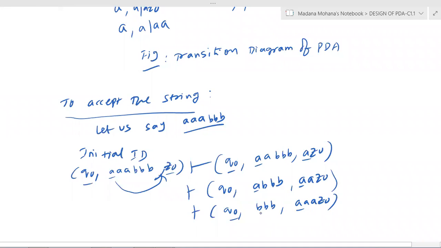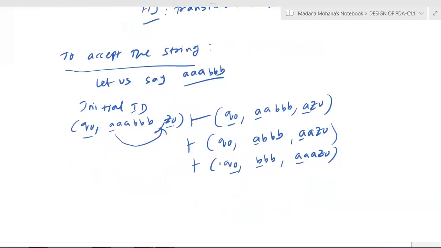Now you can see Q0 is the current state, current input is B, current top is A. So now according to the third transition, delta of Q0 B A, it is changing state to Q1. The remaining input is BB. Now the top A is erased or deleted with the current input B. Now the remaining symbols on the stack: AA Z0. Now your current state is Q1, current input is B, then current top of the stack is A.